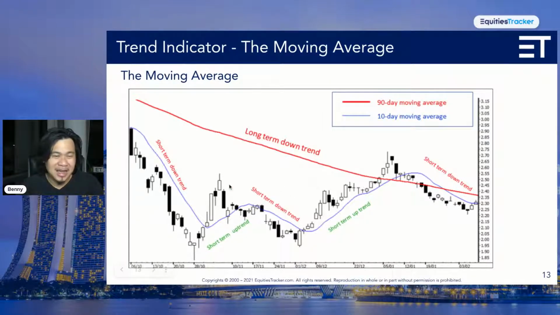So the idea is this. When you apply a moving average, back to the rule of thumb: if you apply anything below 30 days, then you are trying to identify the short-term trend. It can be 10-day, 20-day, or 30 days. If you're identifying a medium-term trend, then you apply a moving average between 31 to 90 days. If it's a long-term trend, then it has to be 91 days and above.